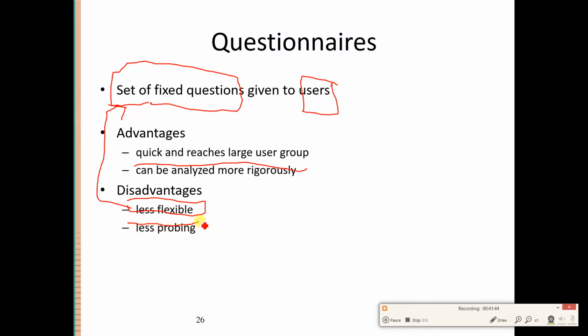And it is also less probing. What do we mean by less probing? We cannot dig deep into the detail, because in an interview we can ask further questions of the user to get more detail about the problem. But in a questionnaire, the user is just answering, maybe multiple answers are there and the user has to select one, or maybe some labels are there for a rating between 1 and 5. So we cannot go deep to understand more about the problem. So this can be less probing.